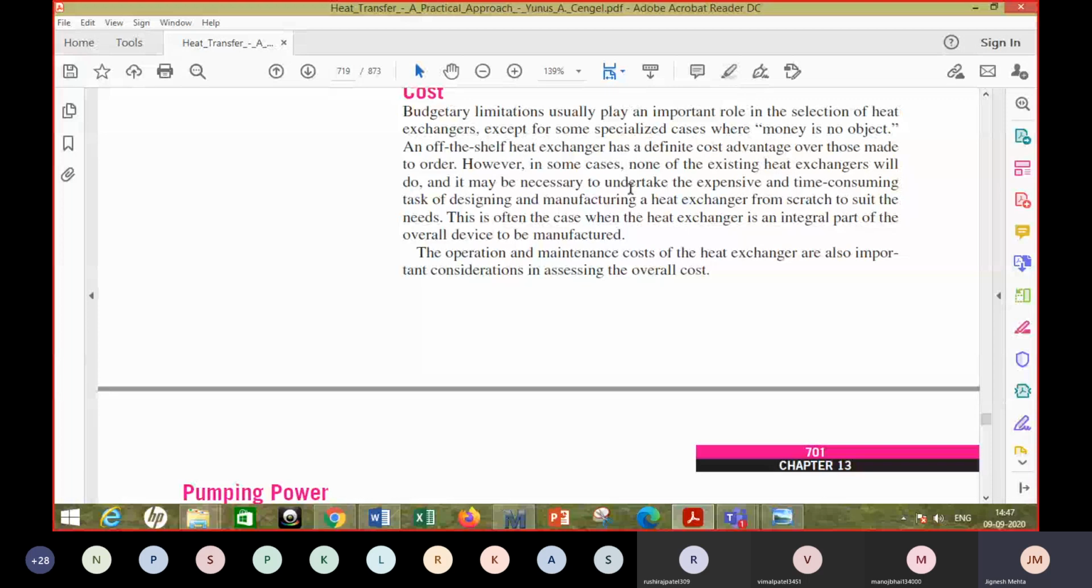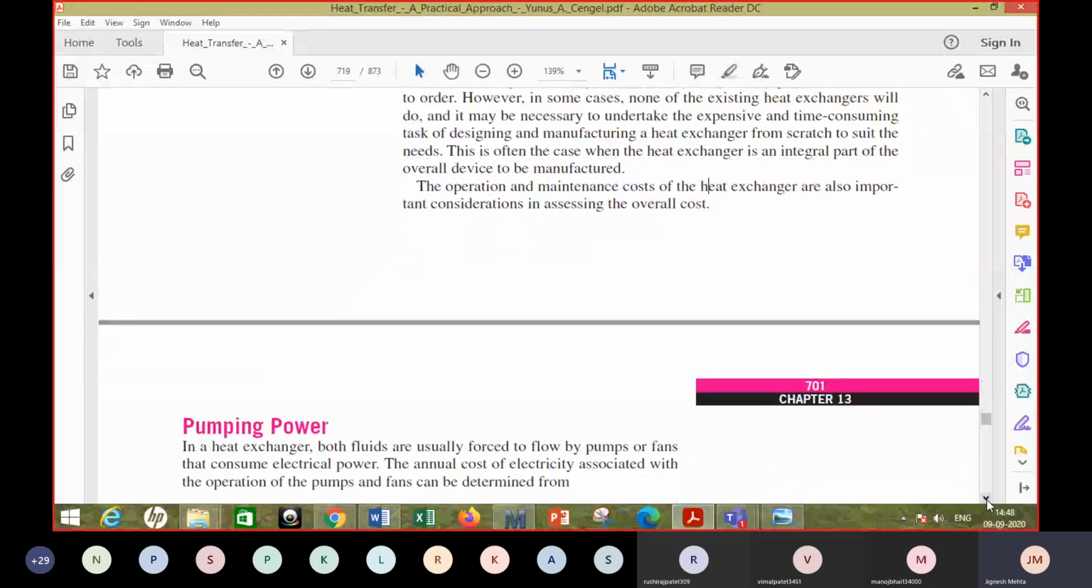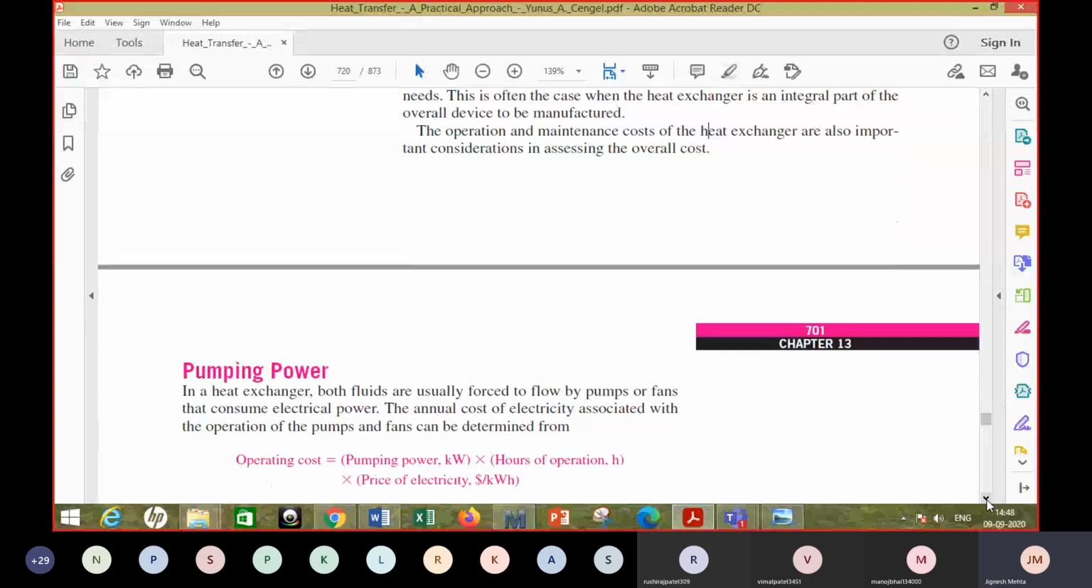However, in some cases, none of the existing heat exchangers will do, and it may be necessary to undertake the expensive and time-consuming task of designing and manufacturing a heat exchanger. So, for specialized cases or very special applications, you may have to design a special heat exchanger, which generally involves higher cost, because some special applications also have a need for special material or special manufacturing process also. So cost is always a consideration, right?